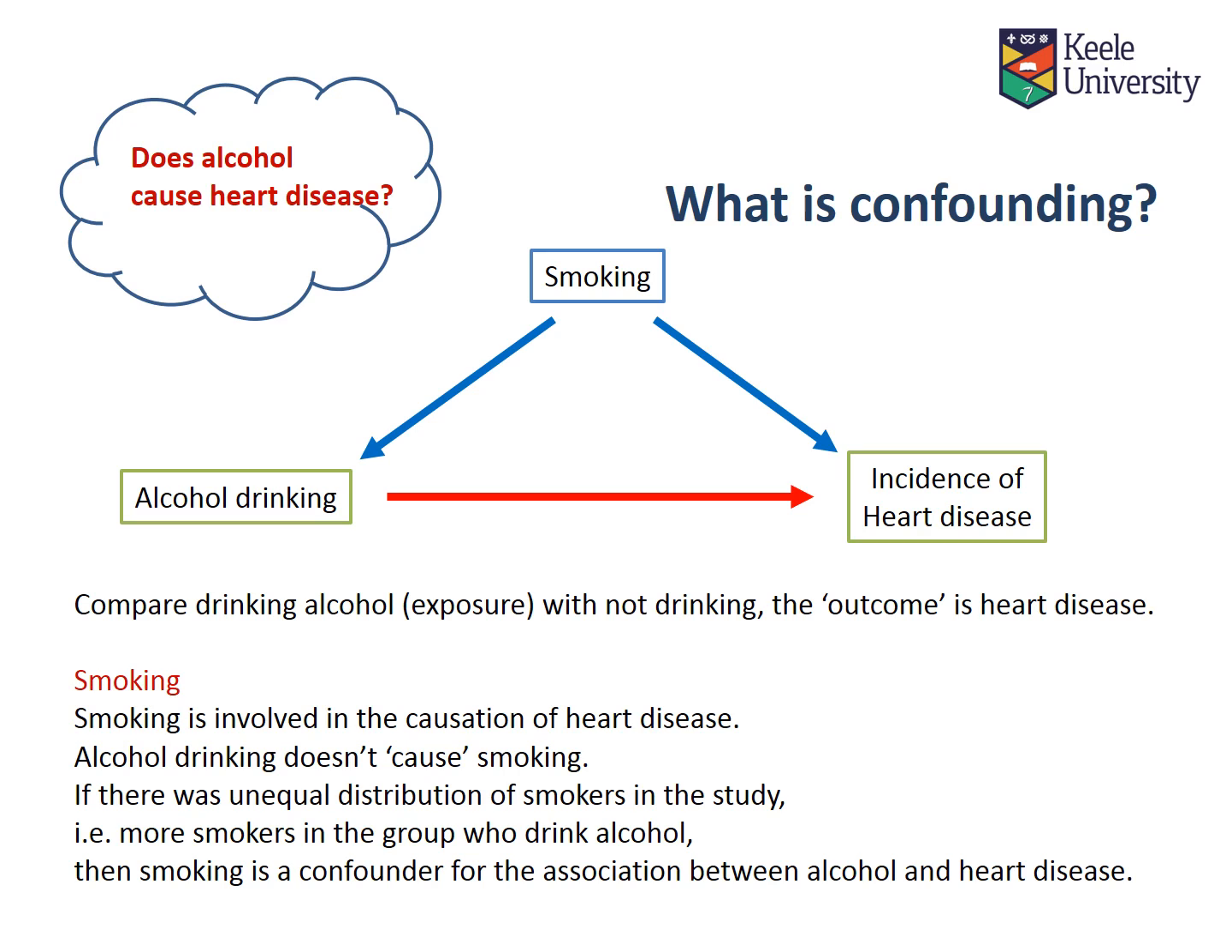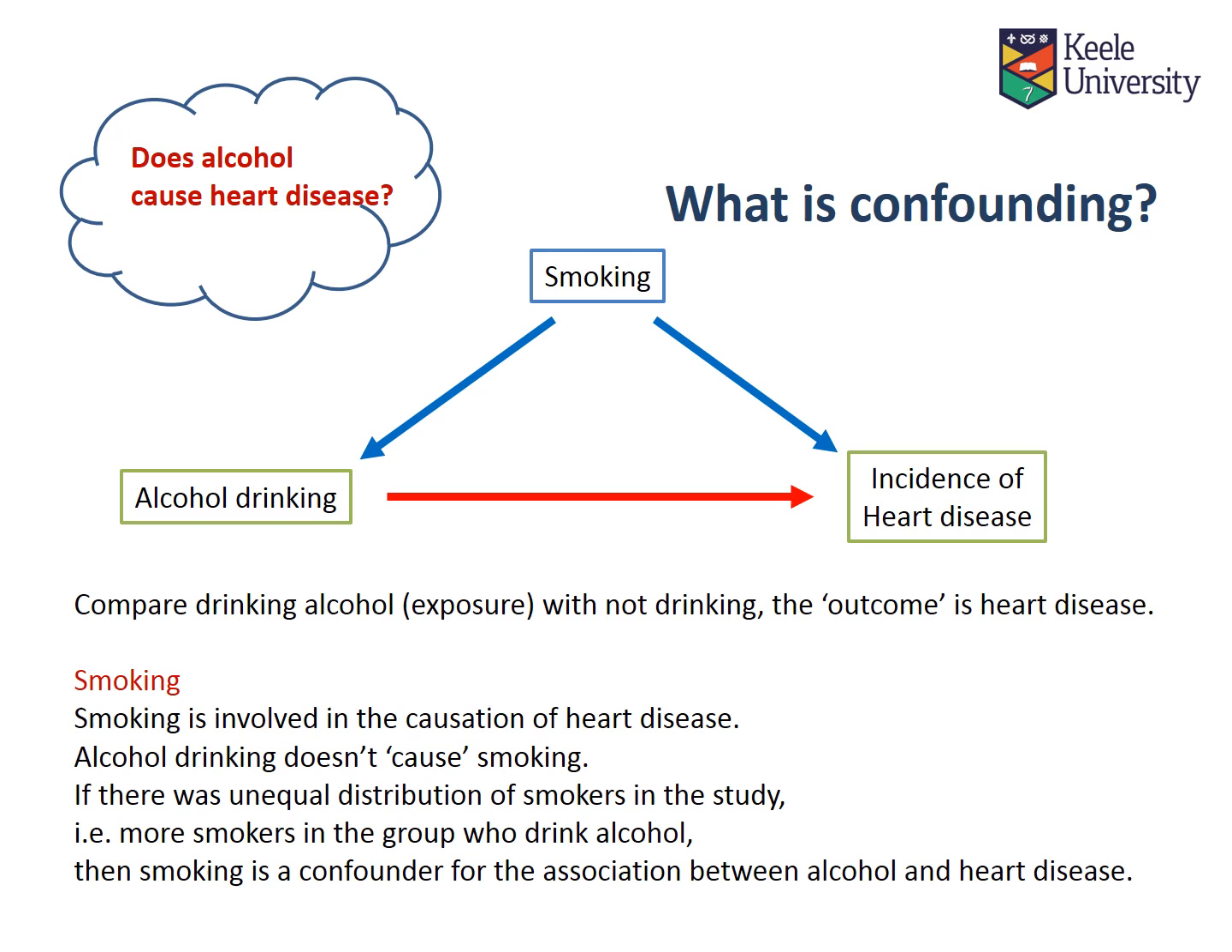If there is this unequal distribution, that becomes a problem because we can't safely and confidently say that the incidence of heart disease, which we found higher in the alcohol drinking group, is entirely because of alcohol, because there is smoking there as well, which is unequally distributed between the two groups, and which is correlated with both outcome and exposure. And so smoking here is a potential confounder.